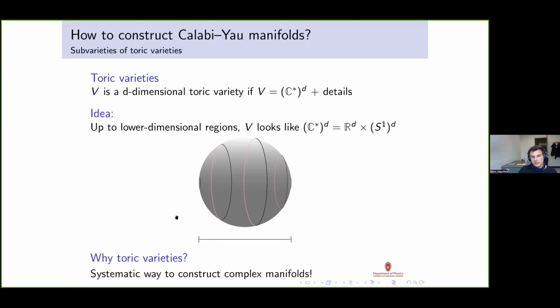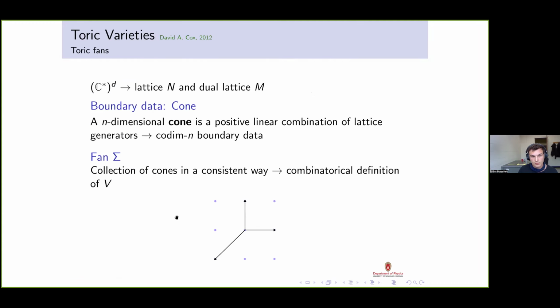And toric varieties basically means taking this concept and generalizing it in all possible ways, to higher dimensions, of course. And it has proven that toric varieties allow us to systematically construct a huge variety of complex manifolds. And this is, of course, what we need if we want to study Calabi-Yaus, because Calabi-Yaus are complex manifolds.